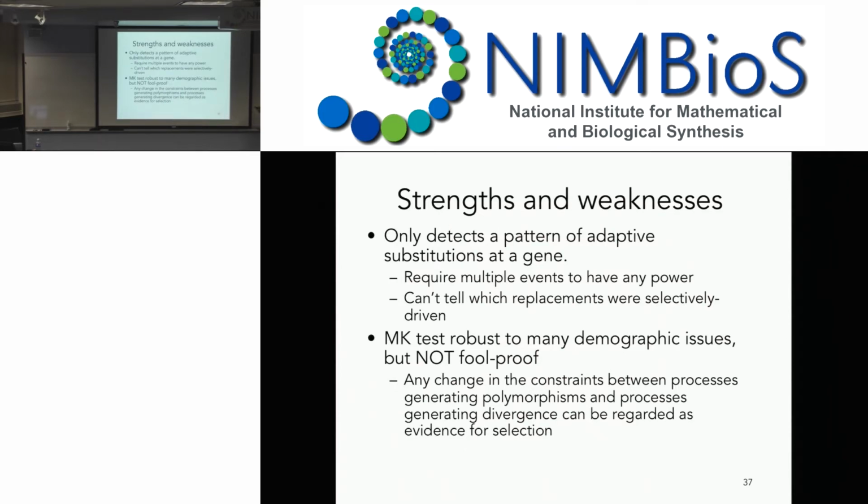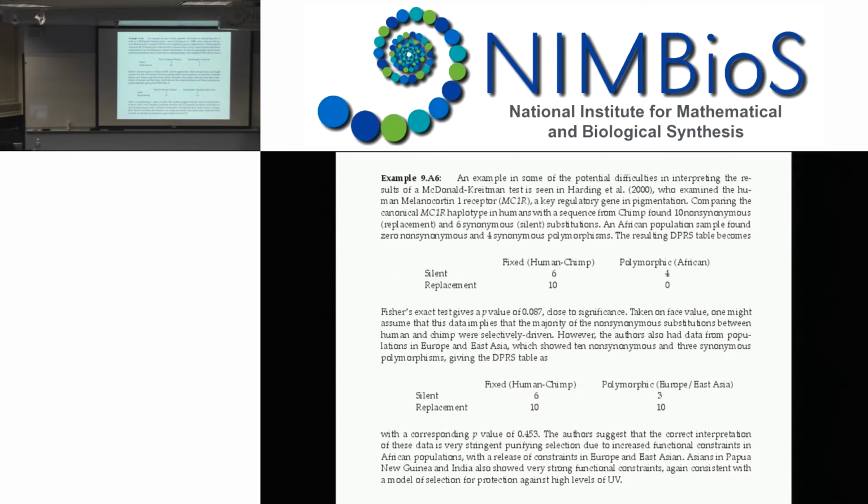It's robust to demographic issues, but it's not foolproof. I've got to mention this here. Any change in the constraints between the process generating polymorphism and the process generating divergence can be regarded as evidence for selection when it's not the case. Let me give you a concrete example here.